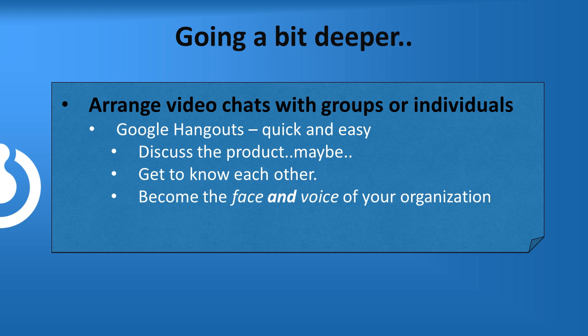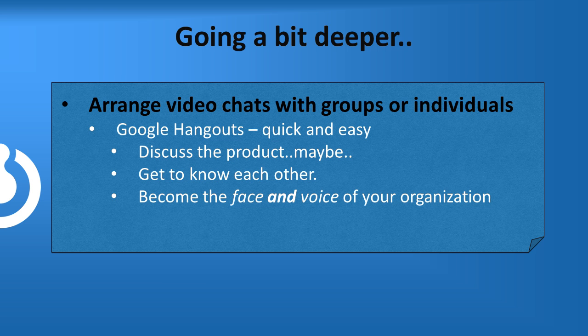Maybe if your advocates are around the country, around the world, it's difficult to actually meet them in person. So we can get a little bit deeper by arranging video chats with groups of people or individual advocates, like your top advocates. You can decide who you want to meet with. But Google Hangouts is a very easy way to just gather a few people. You can use this opportunity to get feedback about your product, maybe bring someone from your product team onto this Hangout. But really you want this to be a way to get to know each other.